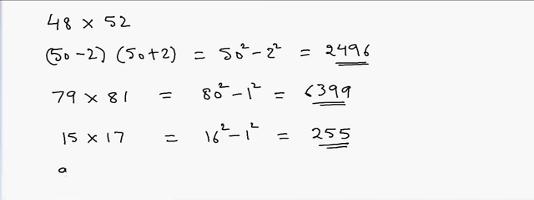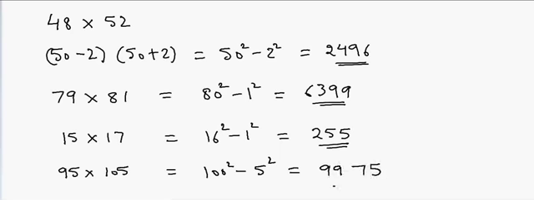Another example is 95 into 105. Here it will be equal to 100 square minus 5 square. So that gives me 9975. So this is how you can use this trick for faster calculation, for numbers which seem difficult in the beginning, but if you remember this trick, this can be done very quickly.